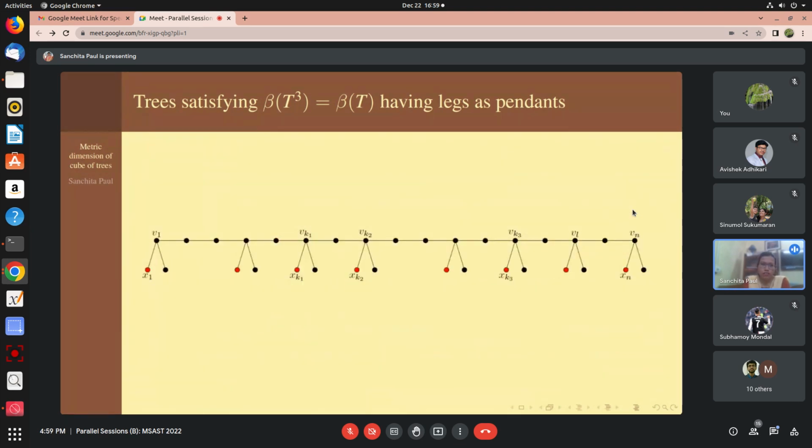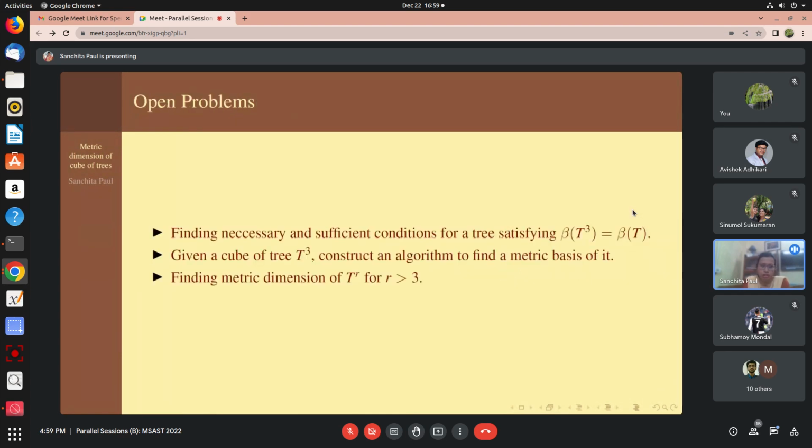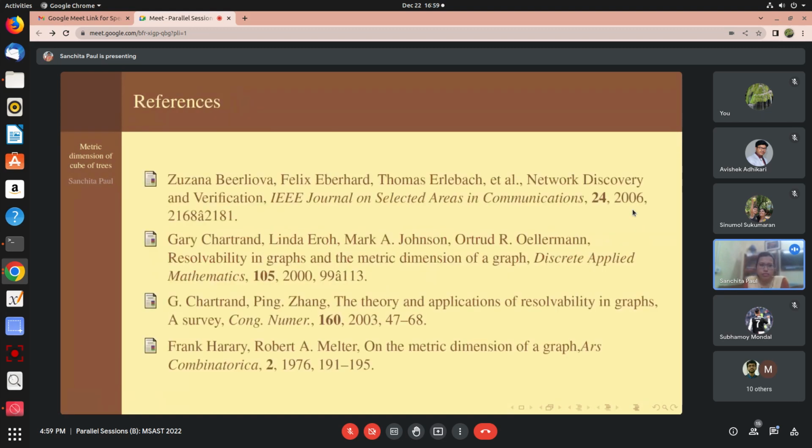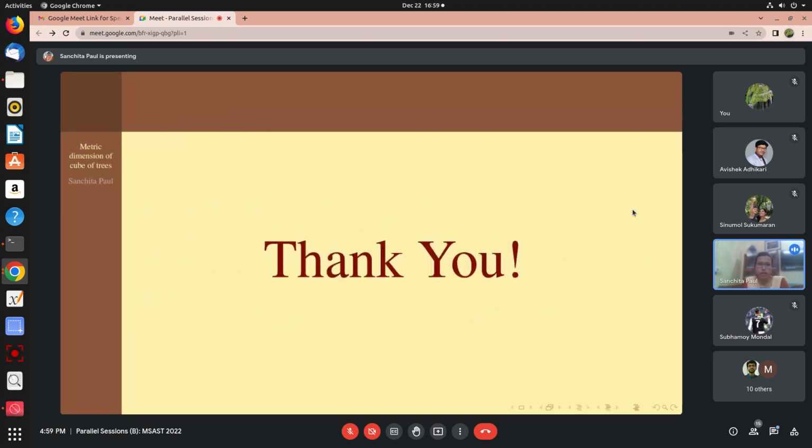There are various problems that are open in this area, that is, finding necessary and sufficient conditions for a tree satisfying beta of T cube equal to beta of T, or finding the metric dimension of T to the power of r where r is greater than 3. This is a general problem. Also, constructing an algorithm to find a metric basis may be very challenging. These are the references, and thank you.